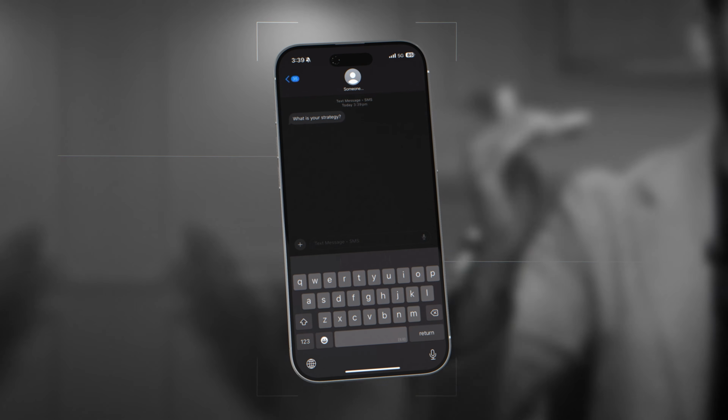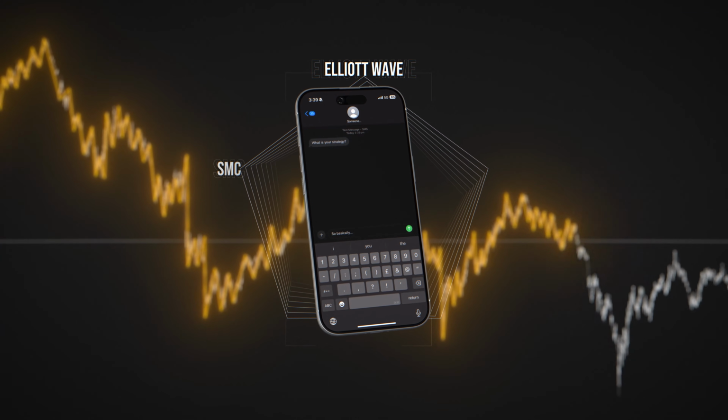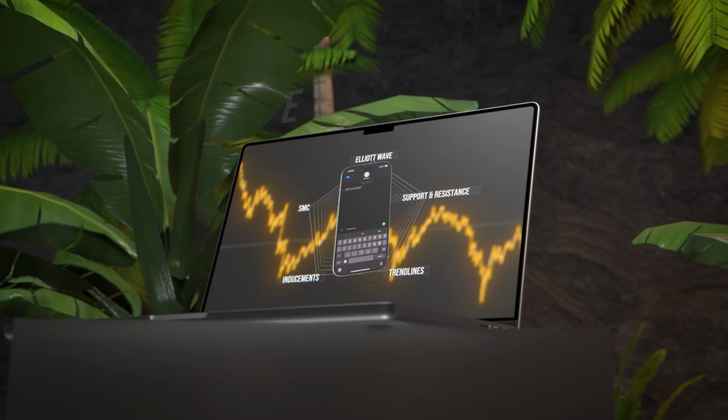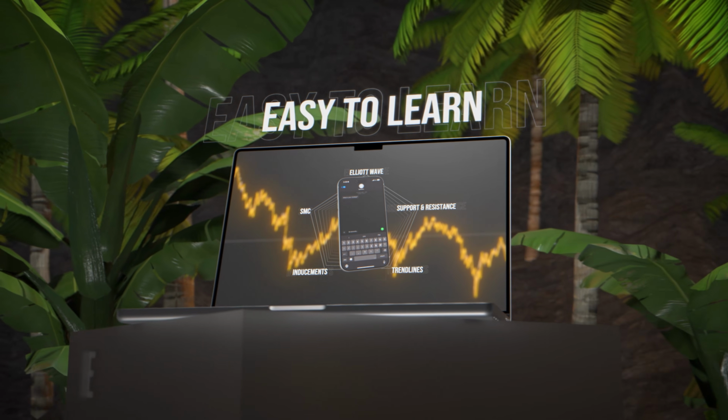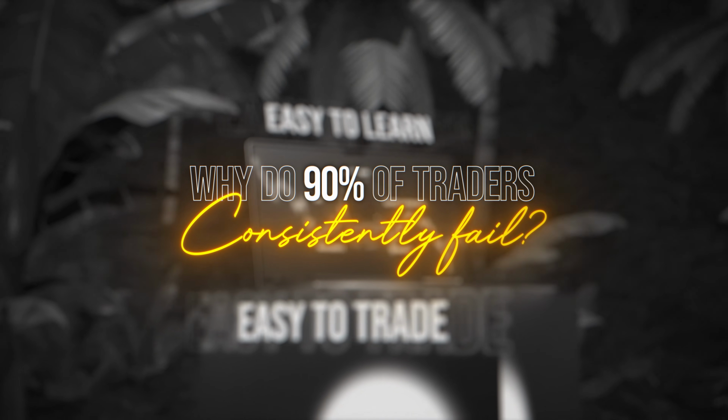When somebody asks a trader, what is your strategy, quickly follows a list of confluences that people use. Elliott wave theory, smart money concepts, support and resistance, trend line, inducements, the list goes on. You can see it on the chart, and that's why it can be very easy to learn and therefore easy to trade. But then the question remains, why do 90% of traders consistently fail?